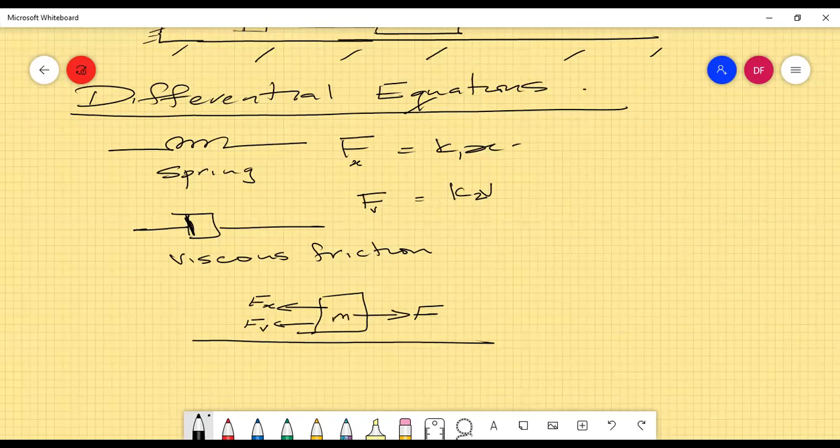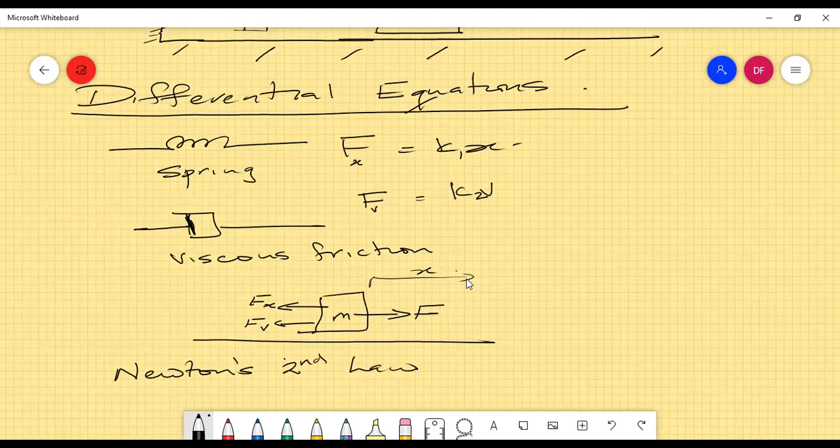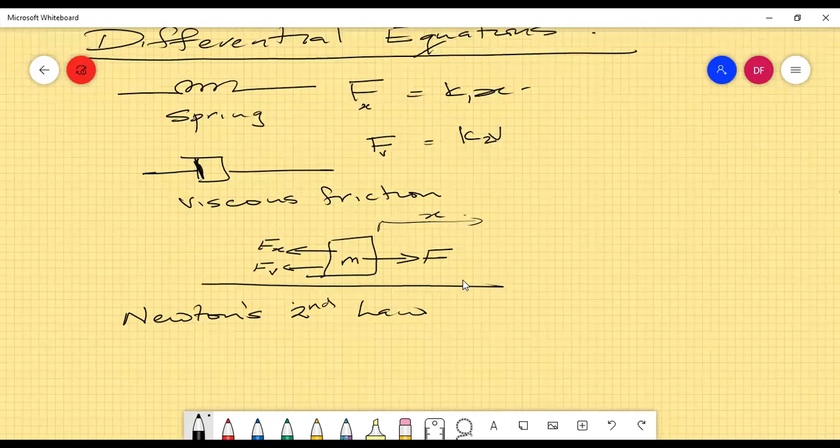Now, Newton's law, let me just put back the displacement, which is x. So Newton's law says... no, well, that shouldn't say Newton's law. Let me use common sense. Sorry, I'm having a little problem with the pen here. Don't know why. Okay.